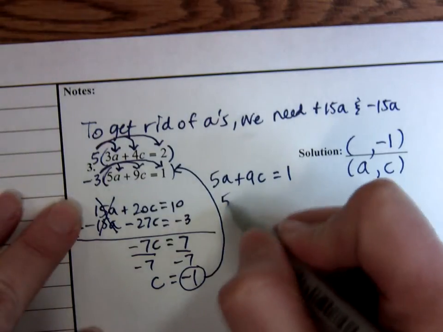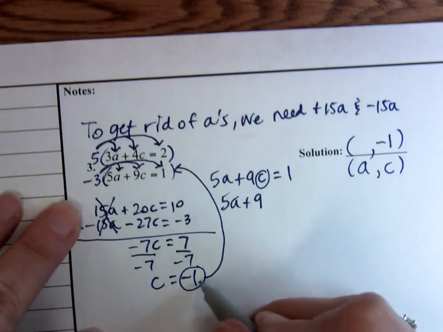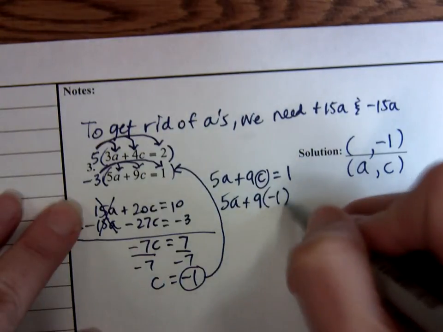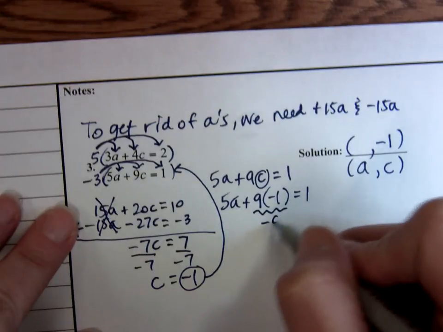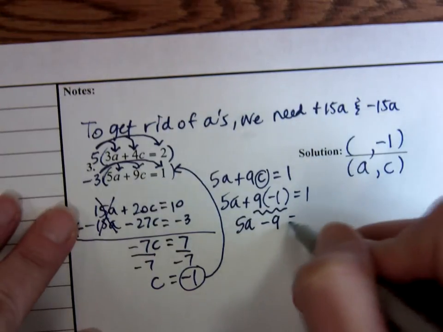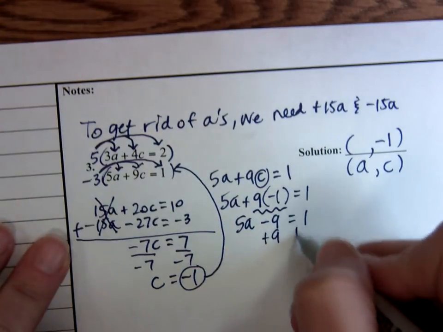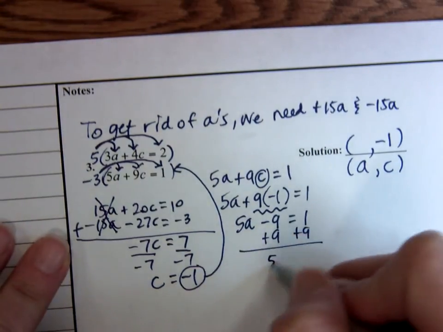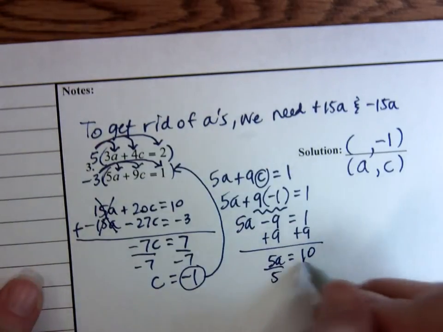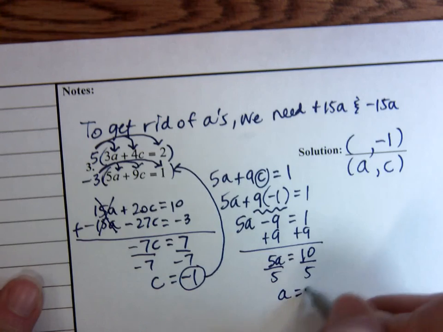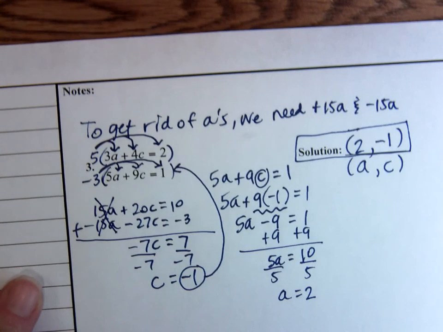So 5a plus 9, remember I'm replacing the c because it says c equals negative 1. Now we simplify. 9 times negative 1 is a negative 9. Then we're going to add 9 to both sides. And this is 10. Divide by 5 on both sides, and a is equal to 2. So (2, negative 1) is our solution to the system.